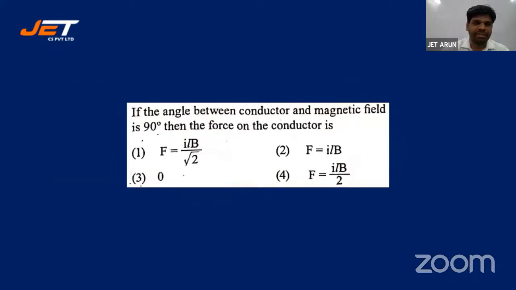Here it is. If the angle between conductor and magnetic field is 90 degrees, then the force on the conductor is ILB by root 2, ILB, 0, ILB by 2. So which formula do you think you'll use? ILB sin theta, where theta is 90. Excellent. Yes, excellent. Riya, Saivardhan, Navneet, Shashank.